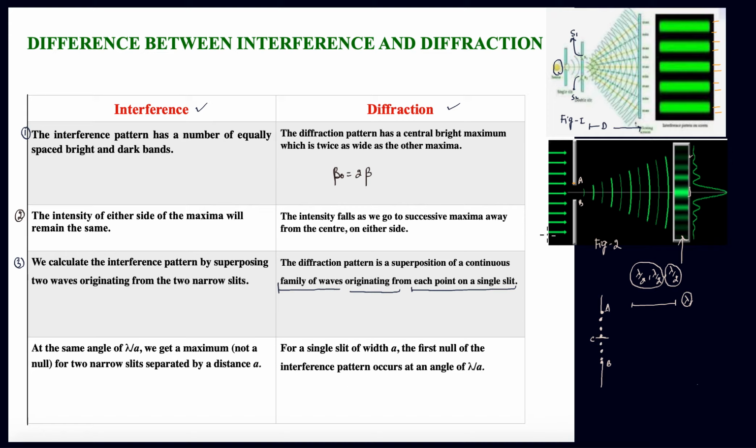And the fourth point of difference is, at the same angle lambda by a we will get the maximum, because see this is the theta, this is sine theta. Condition is a sine theta is equal to lambda. So if the path difference is equal to lambda, this is the condition for the constructive interference, right?